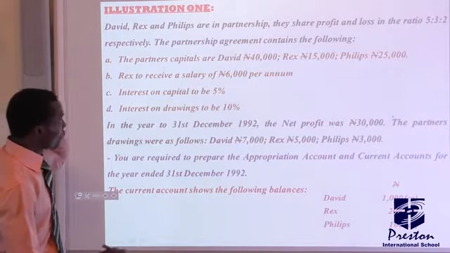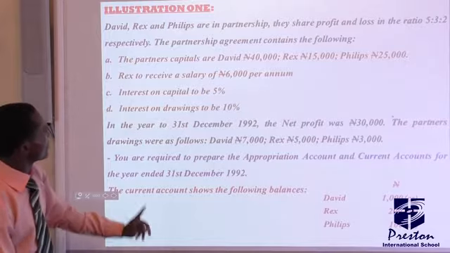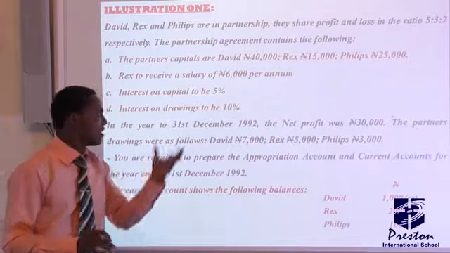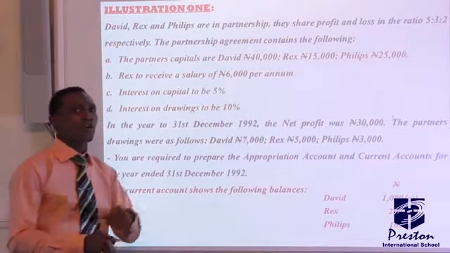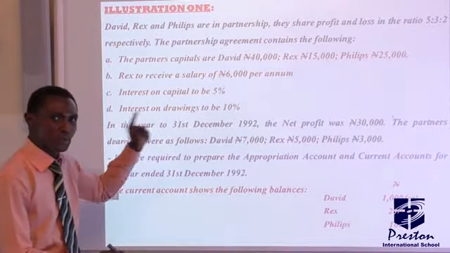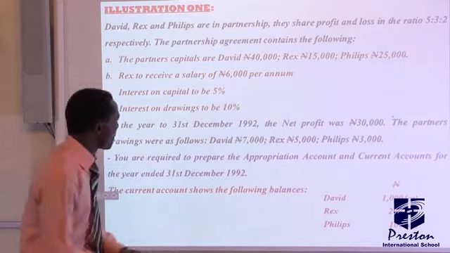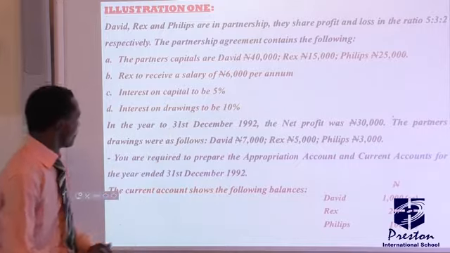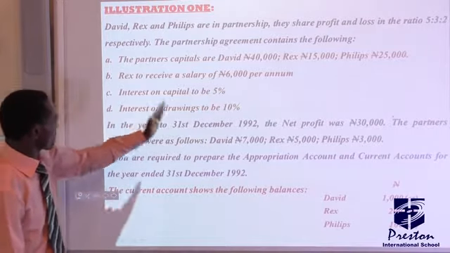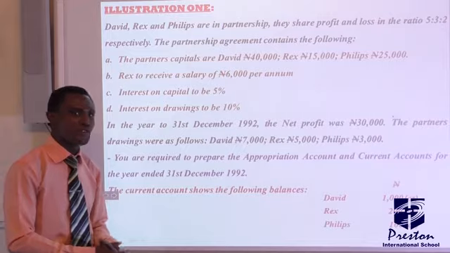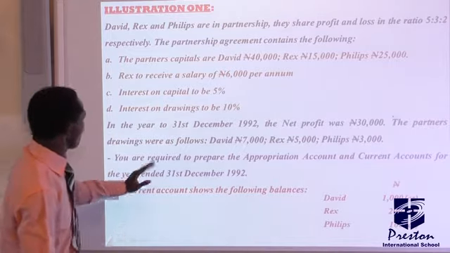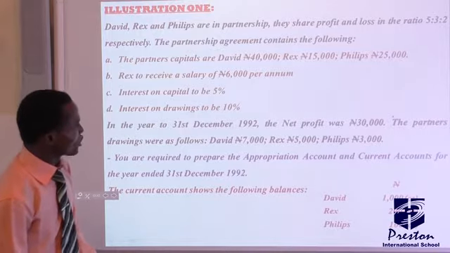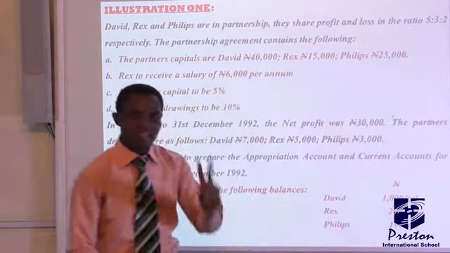We are given that Rex will receive a salary of 6,000 naira, and you can imagine the effect of that salary under our current account, which you were introduced to in our previous lessons. Interest on capital to be 5%, likewise interest on drawings to be 10%. We also discussed interest on capital and that of drawings in our previous lesson. Now, in the year to 31st December 1992, the net profit was 30,000 naira. That is the net profit.